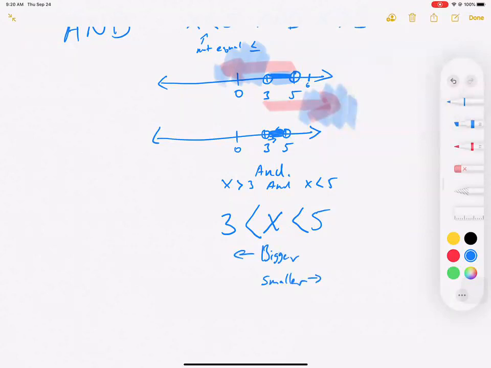X is bigger than 3. It's also smaller than 5. So you can plug in all the values that you guys wrote in the chat. You wrote 4. Yes, 4 is bigger than 3, but less than 5. 4.9 is bigger than 3, but less than 5. 3.5 is bigger than 3, but less than 5.